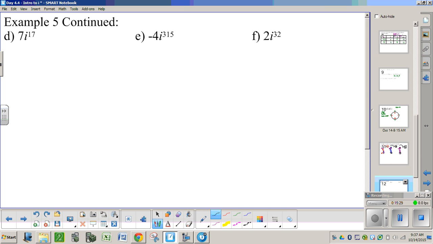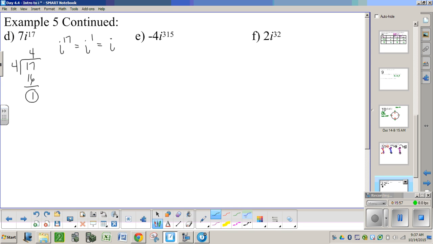All right, now we've added a little bit of a twist here. Just a number out in front. So all that means is you're going to simplify your i raised to whatever power, and then you're going to multiply that answer times whatever your coefficient is. So 4 is going to go into 17. Let's see, it goes in 4 times. That's 16. I have a remainder of 1. So i to the 17th is really equal to i to the 1st, which is really just equal to i.